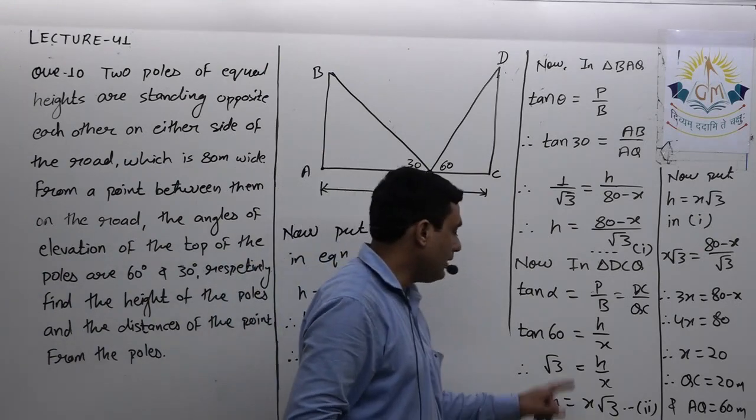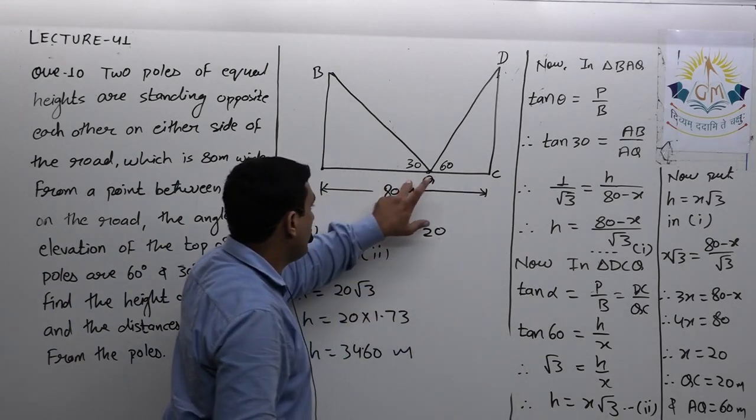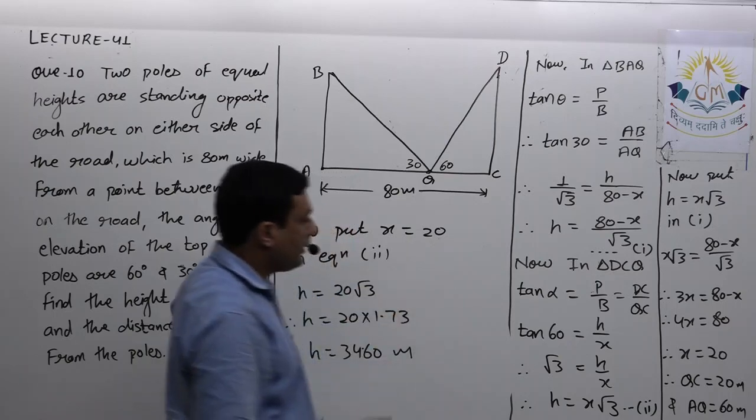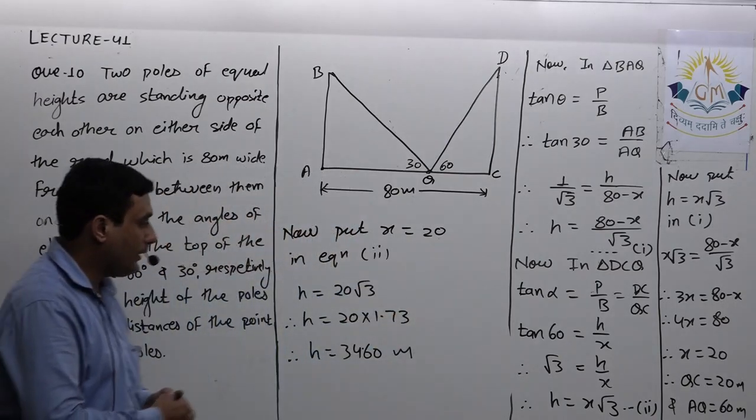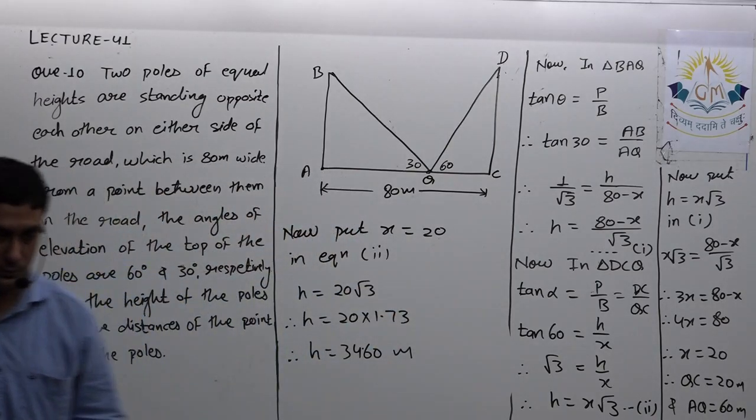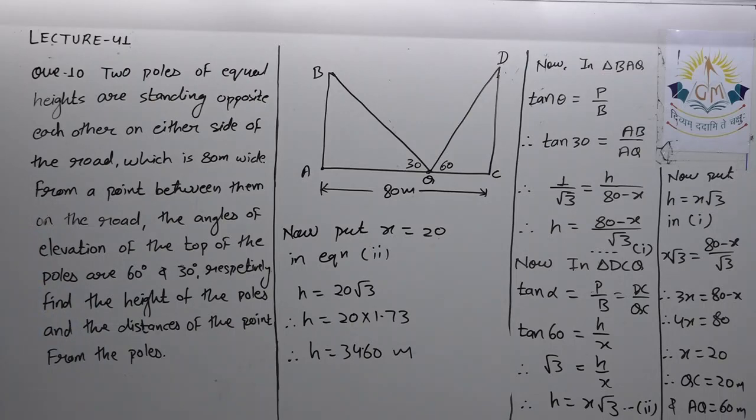So thus we can say height of each of the tower is 34.60, and the distances of the point from the poles are 20 meters and 60 meters. So please note it down, then we'll see the next question.